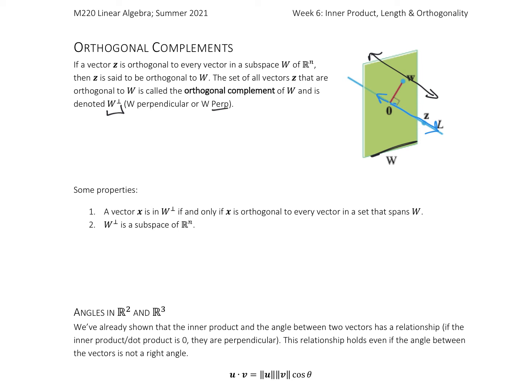Right? Now notice, the set that spans W. The nice thing about that is that I don't actually have to show that X is perpendicular to every single vector in W. I just need to show that X is perpendicular to the set, or the basis, or the bare minimum of things that spans W, right? So whatever W is defined by, or whatever spans that, as long as I can show X is perpendicular to those things, then I can say that X is in W perp. The next is that W perp is a subspace of Rn, which hopefully kind of makes sense.